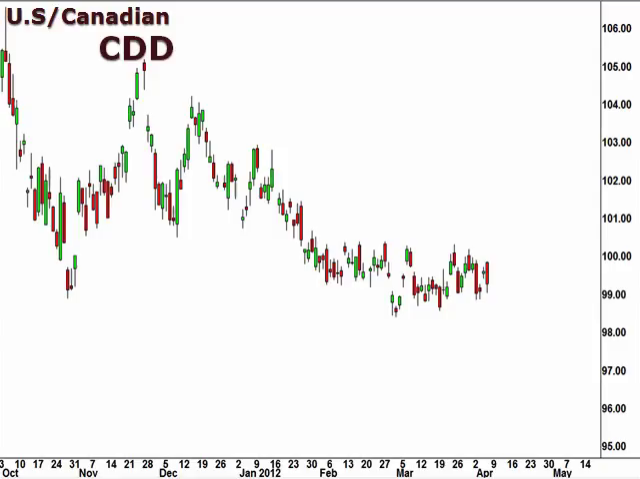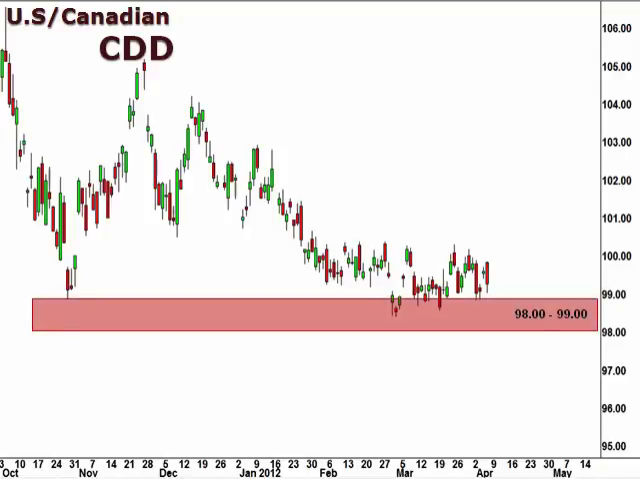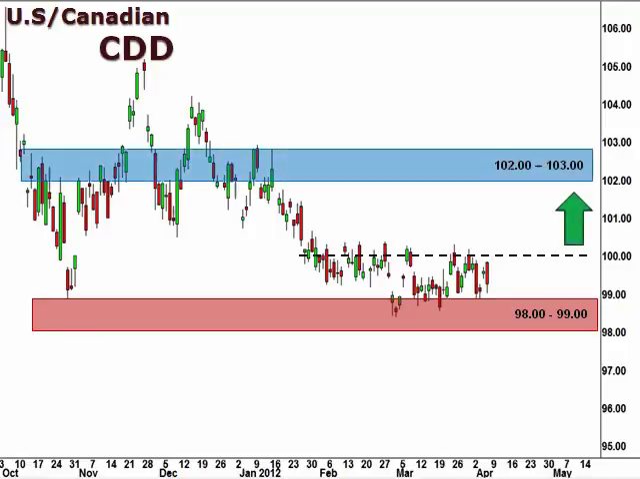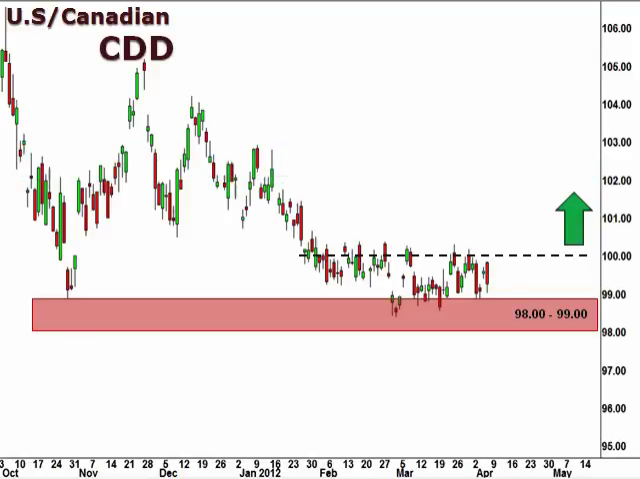Next up, the CDD, the US dollar versus the Canadian dollar. Well, as we can see here, the 98.99 support level continues to hold for the CDD. A break below 98 is likely to signal a bigger picture move to the downside. A break above 100 will open the window for a continuation towards this 102-103 focal zone.